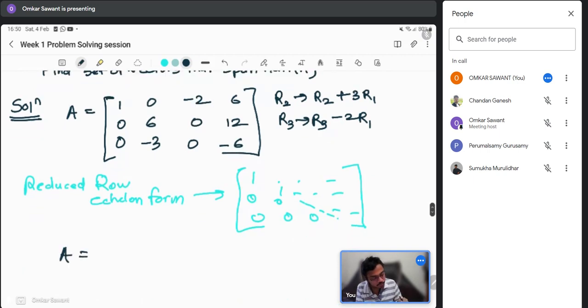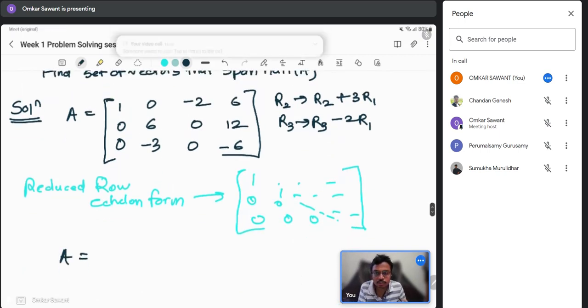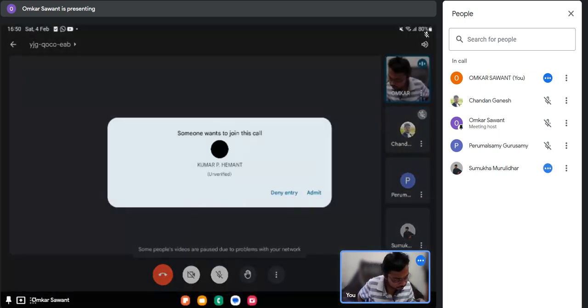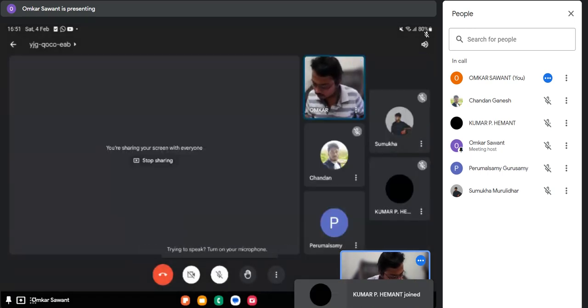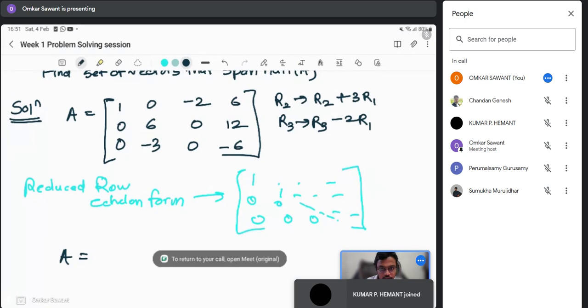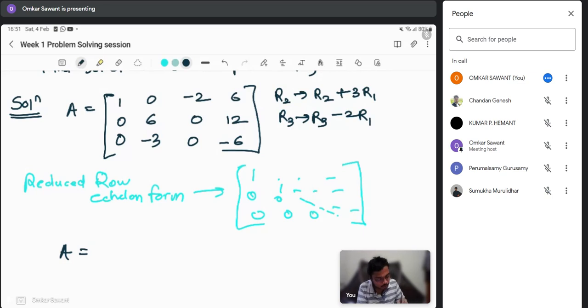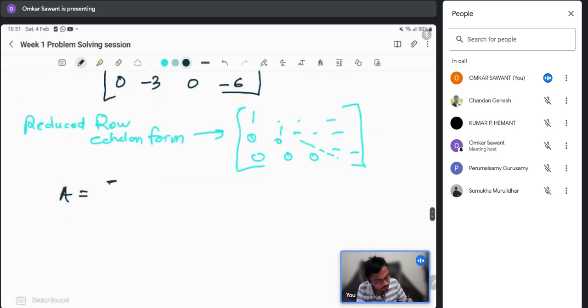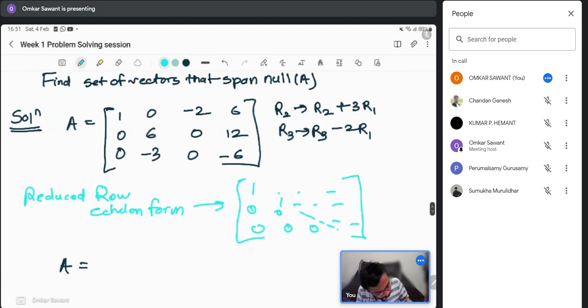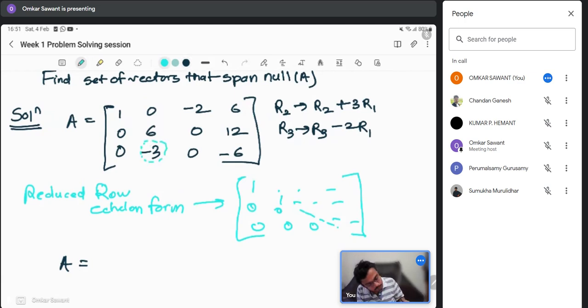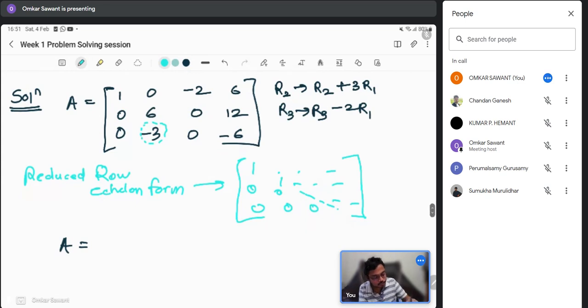Are you following, guys? Yes, sir. Okay, you're following, right? Correct. So what will be our matrix after this? What will we do? We will make this 0, right? So what operation will you use?